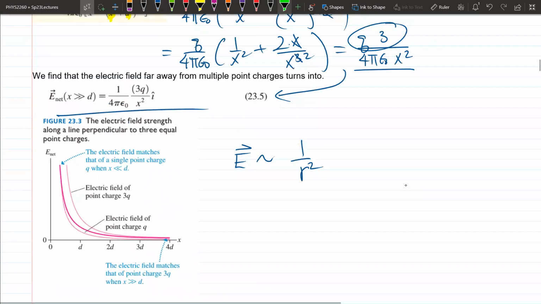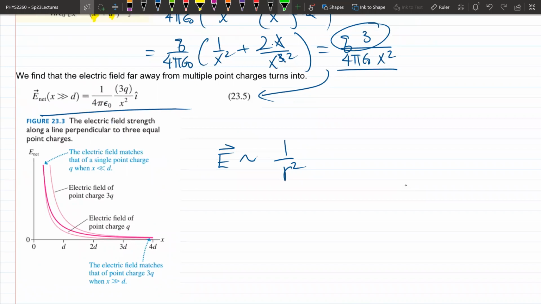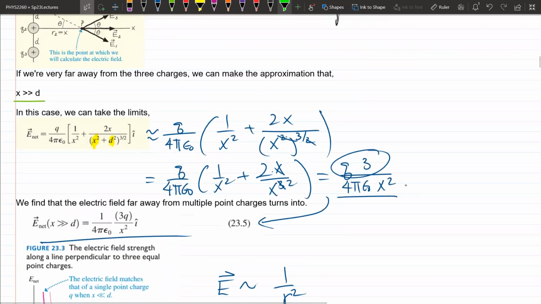Any questions about these three charge electric field calculation situations? A lot of triangles involved, right? A lot of square roots, and then taking care of powers, and then adding things up vectorially. You have to add the x component, you have to add the y component. In this case, we didn't have to deal with the y component because we know it adds up to 0, right?